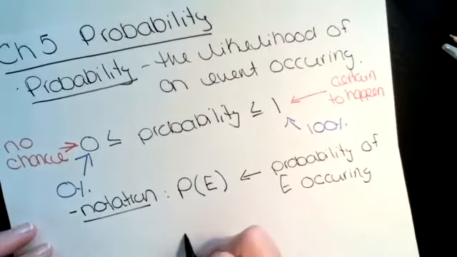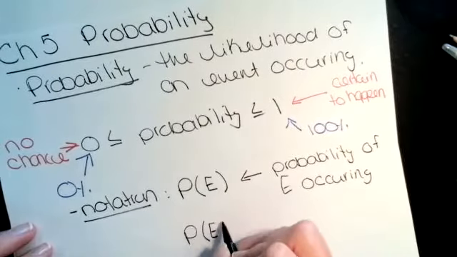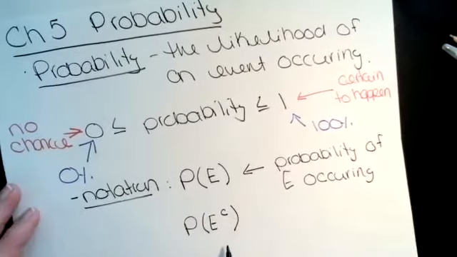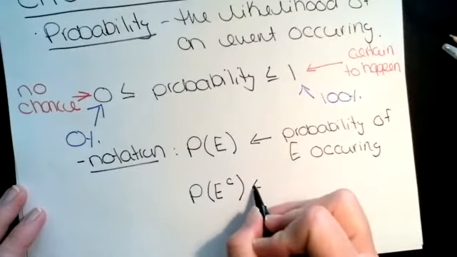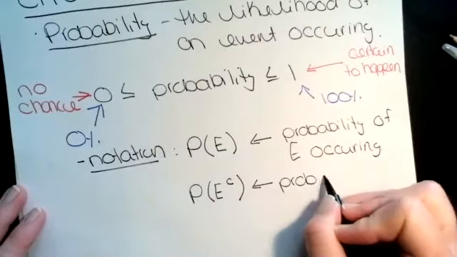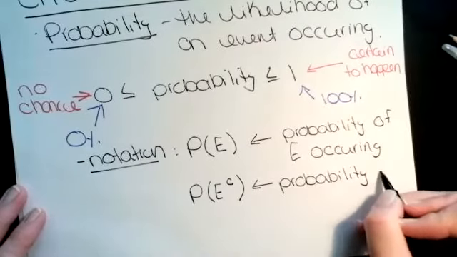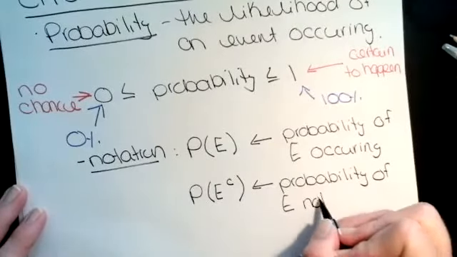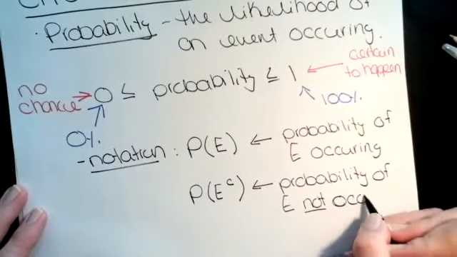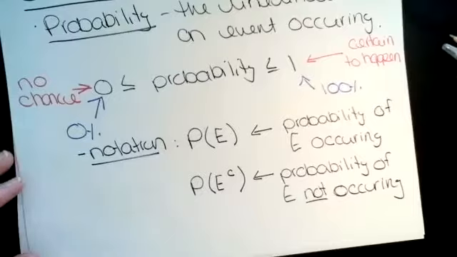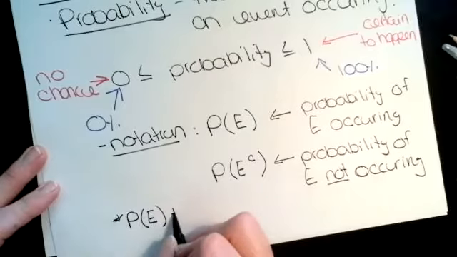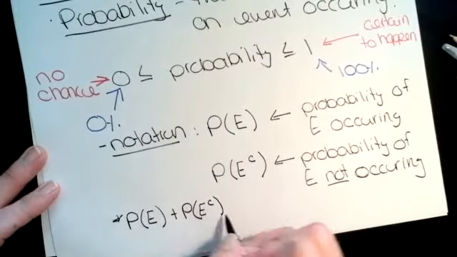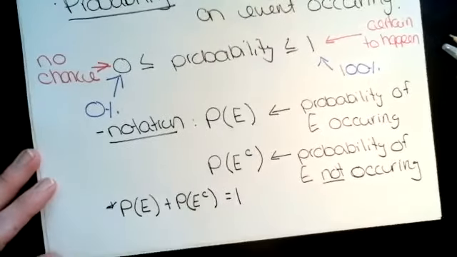And we have the probability of E not occurring. This is called the complement right here. This little c is called the complement. And this is the probability of E not occurring, so that is just called my complement. So as a little note, the probability of E plus the probability of E not occurring, the complement, will add up to 1, which makes sense.